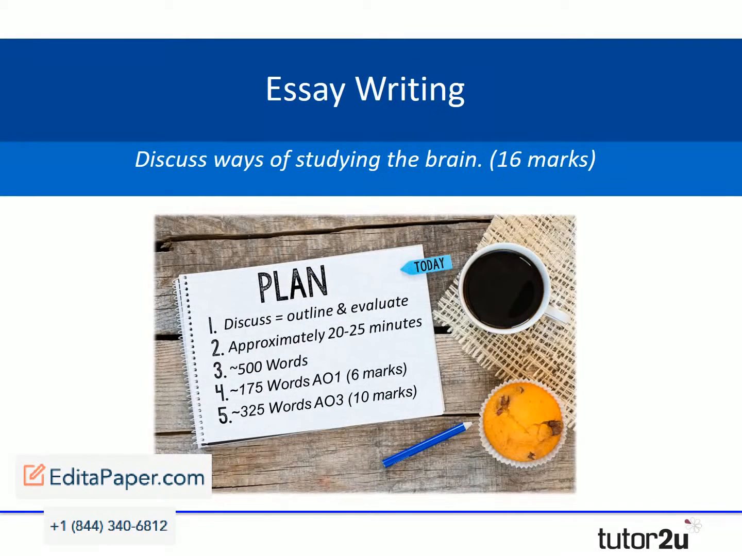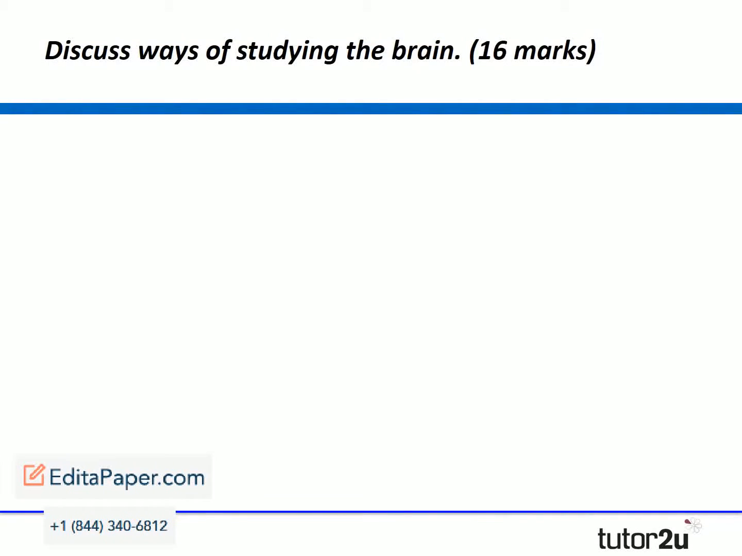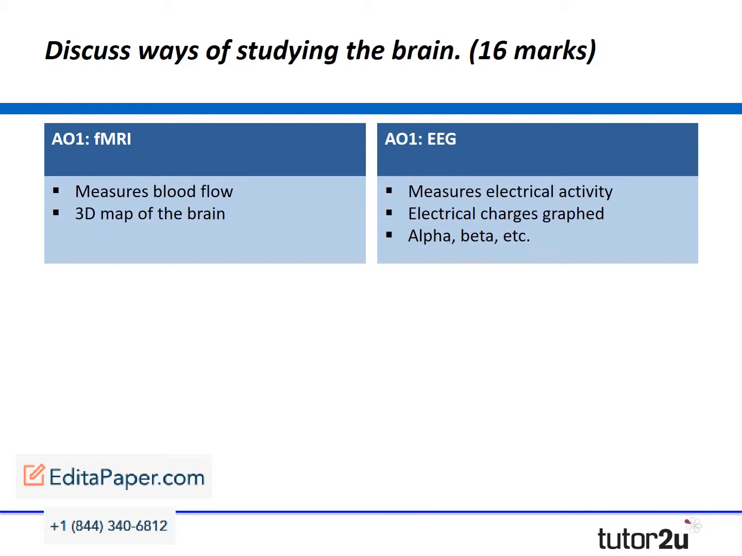Let's imagine you've got the following essay question: discuss ways of studying the brain for 16 marks. A possible structure might look like this. So you might outline fMRI and EEG. I recommend only outlining two different ways of studying the brain because there is a danger if you do three or four that the quality and depth of your answer will be reduced.